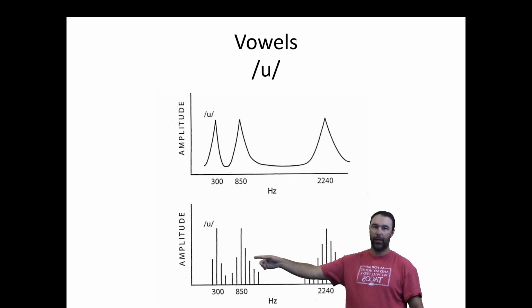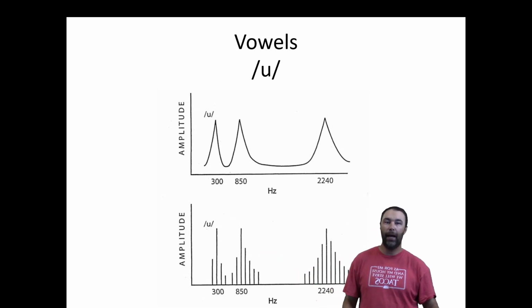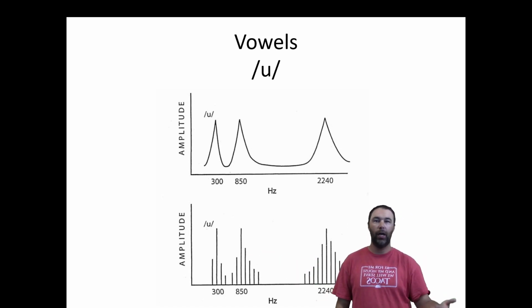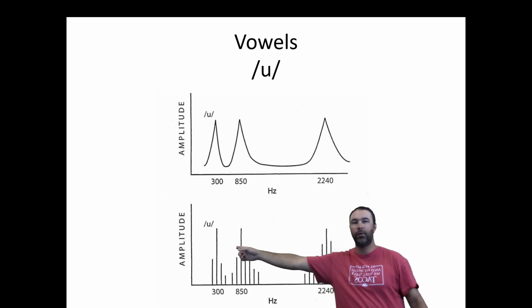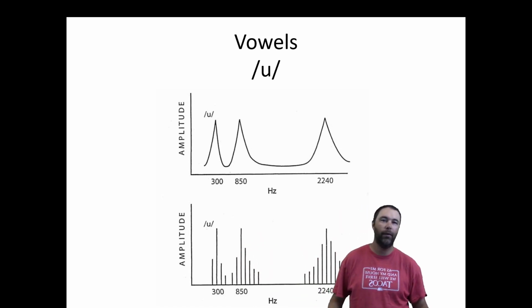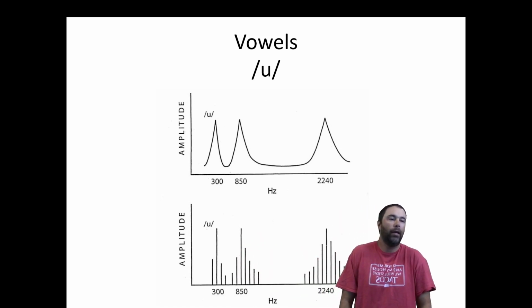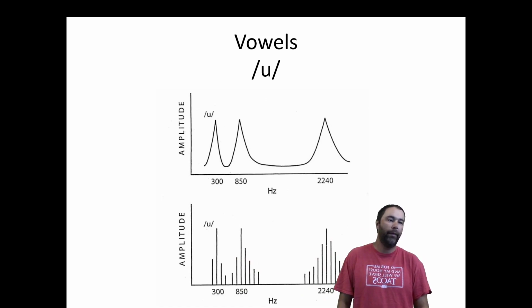Over here, if I have a relatively low frequency, that means I'm going to have a big oral cavity. And when I look way over there, I know that's going to be associated with the pharyngeal cavity.